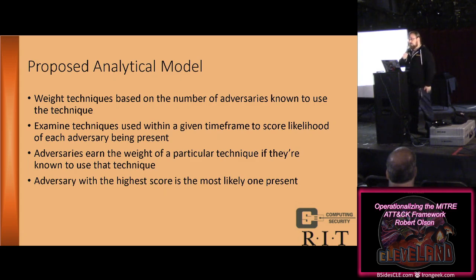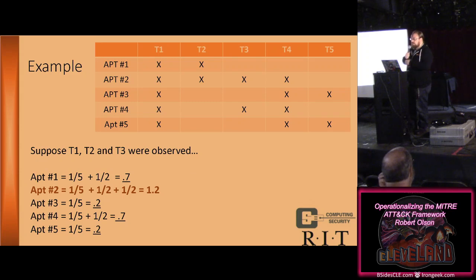So this is essentially a probabilistic model, and it shows you the probabilities for all the adversaries that the attack framework knows about, and their likelihood of being present based on the techniques observed to be in use during that particular time window. And the adversary with the highest score is the one most likely to be present. So I think that's a pretty straightforward analytical model.